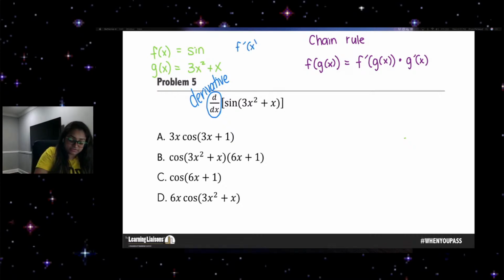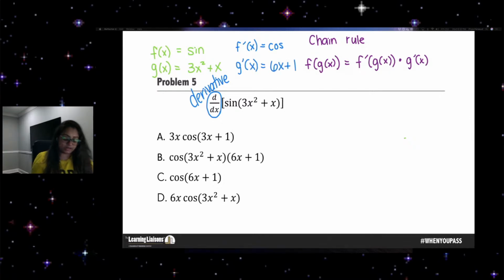The derivative of sine is going to be cosine, so my f prime is cosine, and my g prime of x is going to be 6x plus 1. So I'm going to take the 2 and multiply by the 3 and get a 6. Make sure you subtract your exponent by 1, so you'll have 1 instead of 2. And then the same thing goes for the x. You take that imaginary 1 and multiply it in the front to get your 1, and then you subtract that 1 by 1 and you get 0.